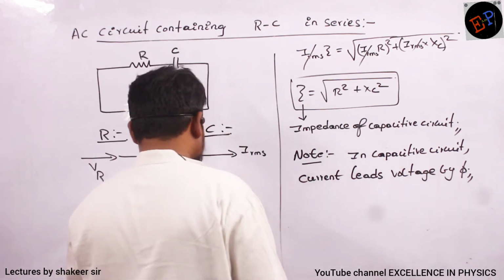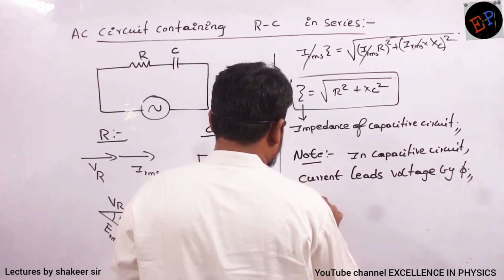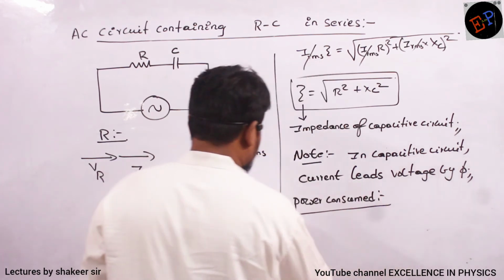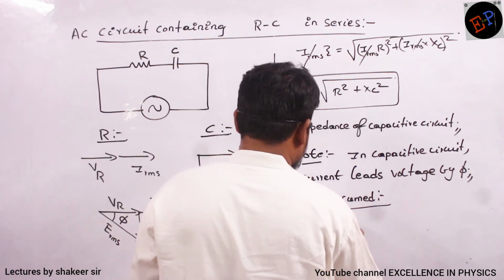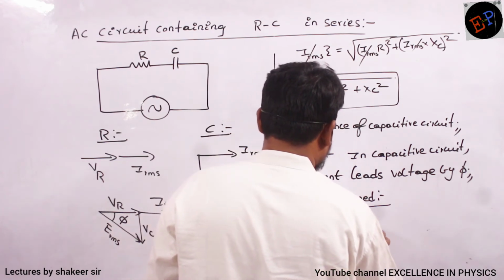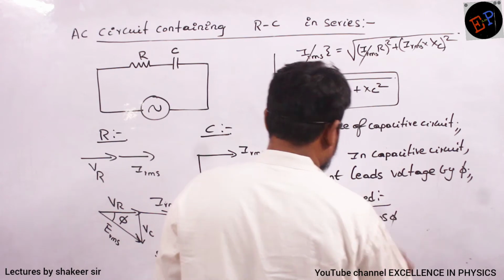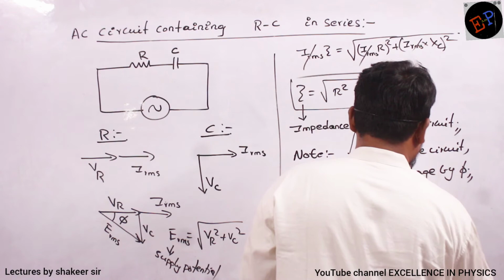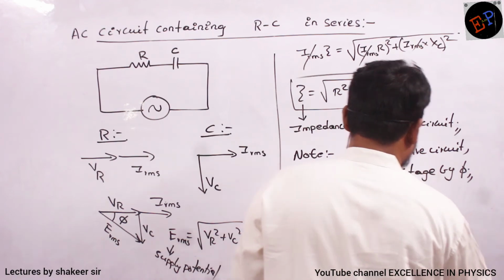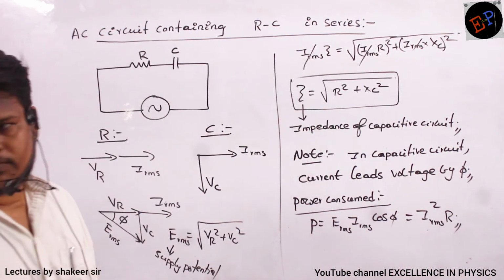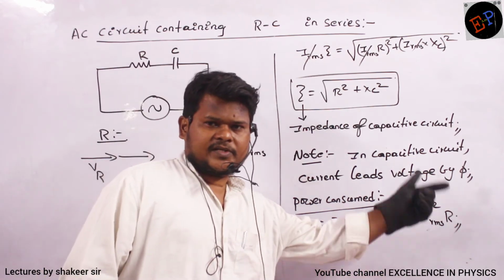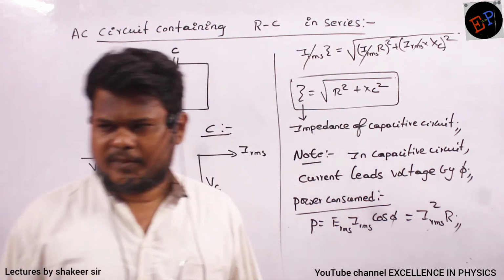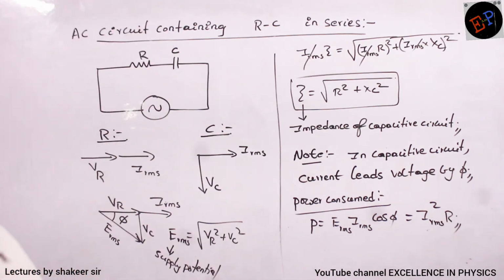Now here also we will write power consumed. Again same concept. Power consumed is equal to ERMS IRMS cos pi, or you can write IRMS square multiplied by R. You can write like this also. So this term proves that only resistor consumes power, capacitor does not consume power. Okay? That's it.